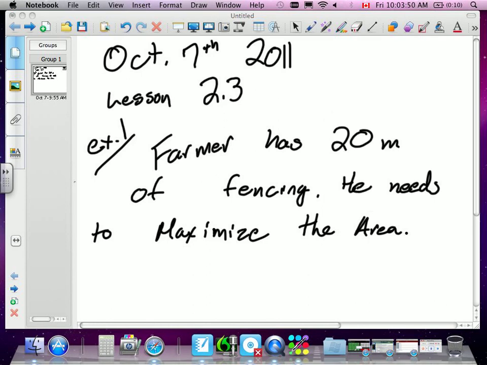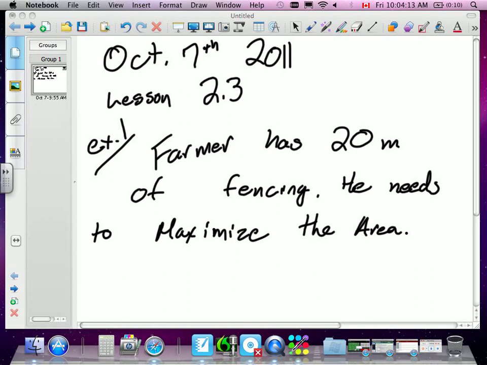We're doing lesson 2.3. The first example is a farmer. He has a whole bunch of sheep, and he has 20 meters of fencing. Okay? He needs to maximize the area of a pond for all of his sheep. So, in other words, he needs to use this fencing to set up an area to put his sheep in.